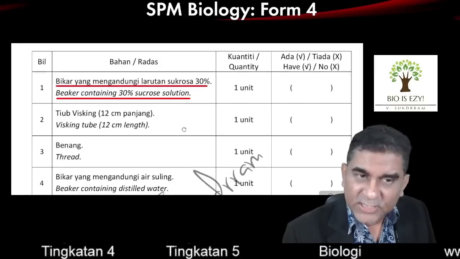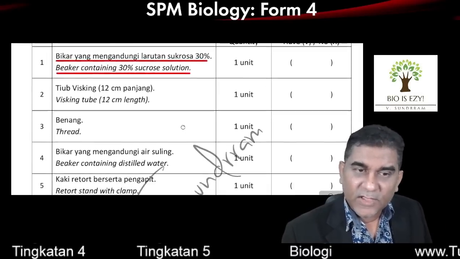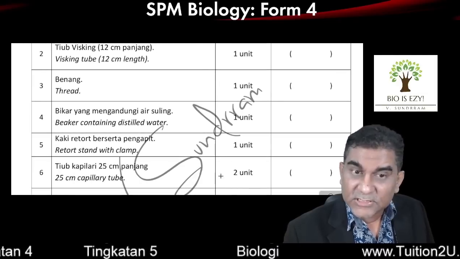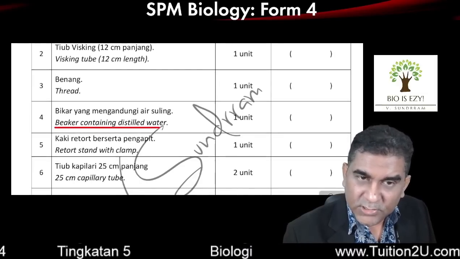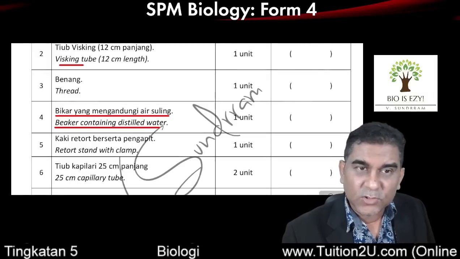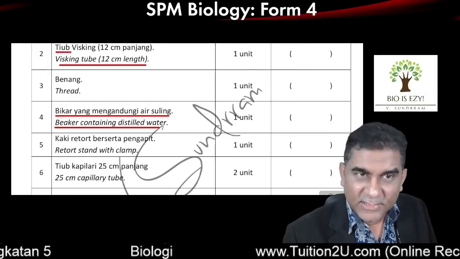You have the whisking tube, you have a thread to tie the whisking tube. You have a beaker that contains distilled water, so this is also important. Actually, by right, the whisking tube is also important. Without that, you can't do the experiment.